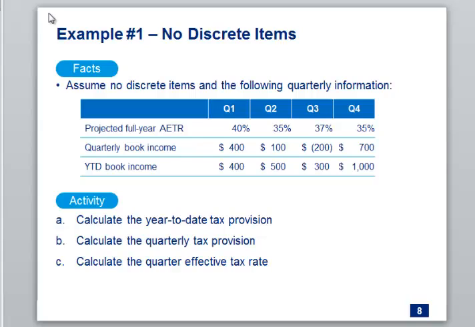So if you can follow this, man, we're doing great. This is the example I mentioned that will illustrate how to compute a quarterly provision. Okay. So example 1, no discrete items. So there's no weird stuff. But these are our facts.